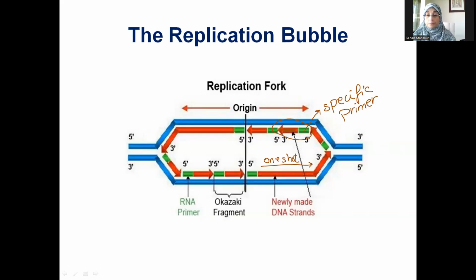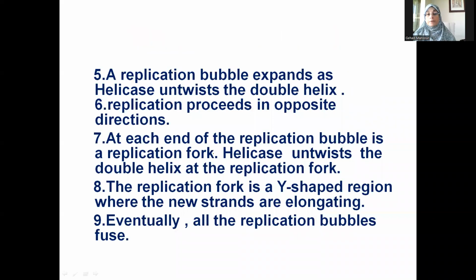Of course, the helicase enzyme can continue here, and if we start here, it will build this new strand in one shot, and then when it makes a U-turn, it will build it in Okazaki fragments. Okay, so we have almost explained all the information here.